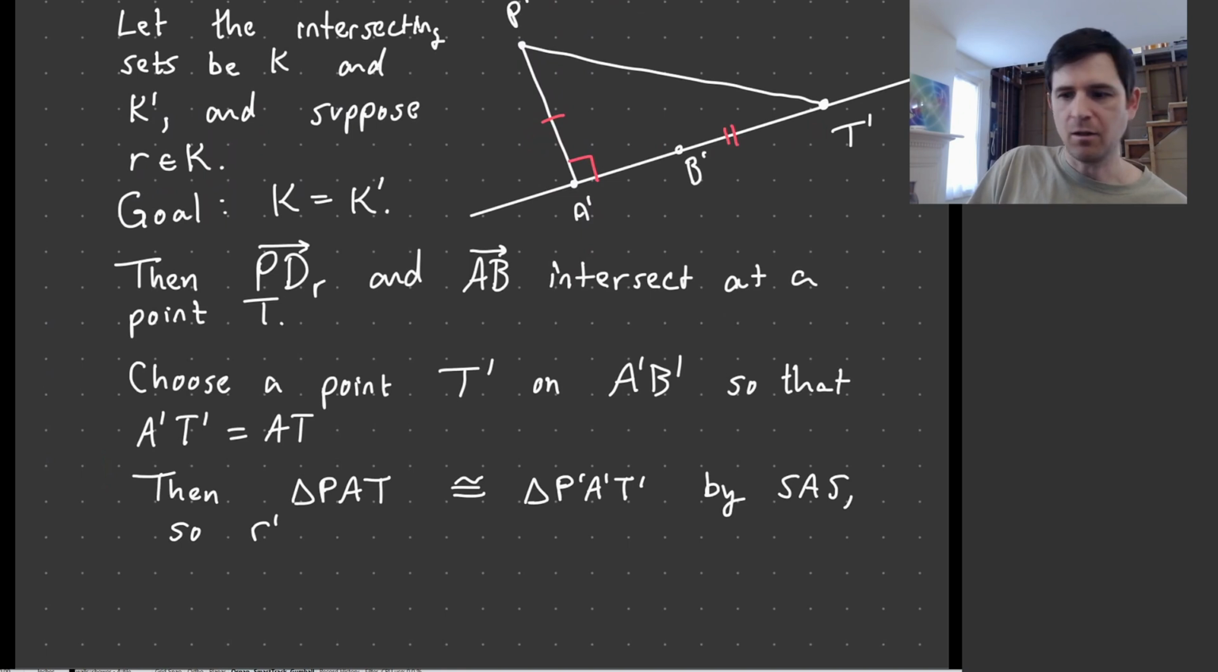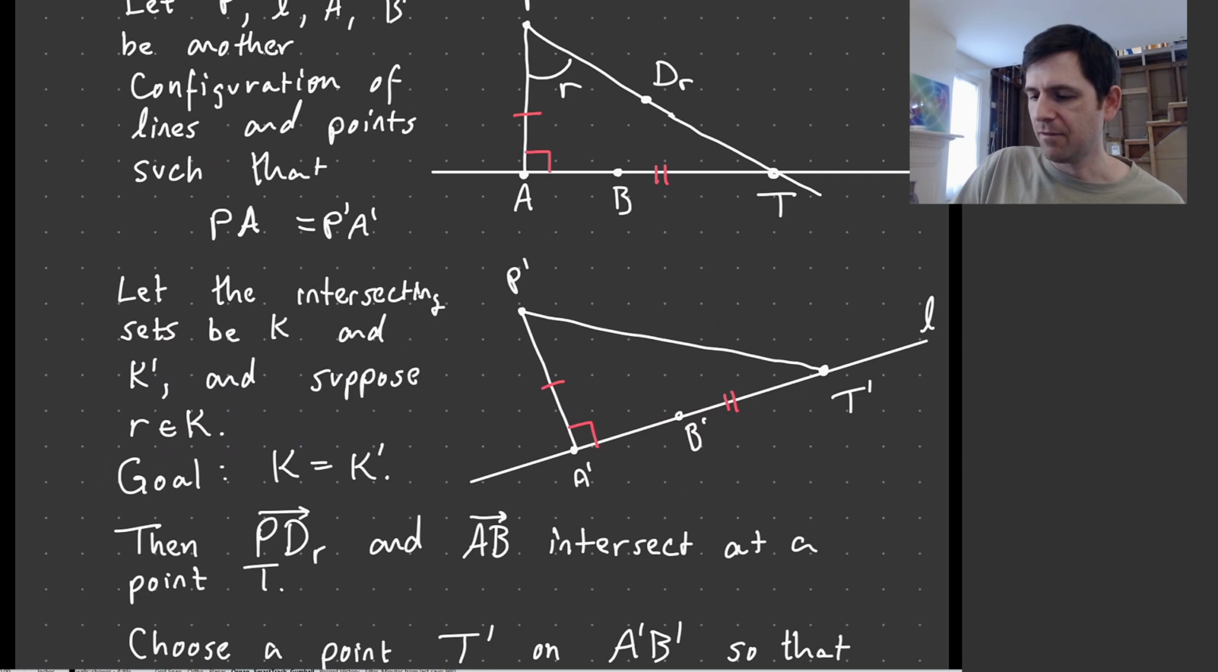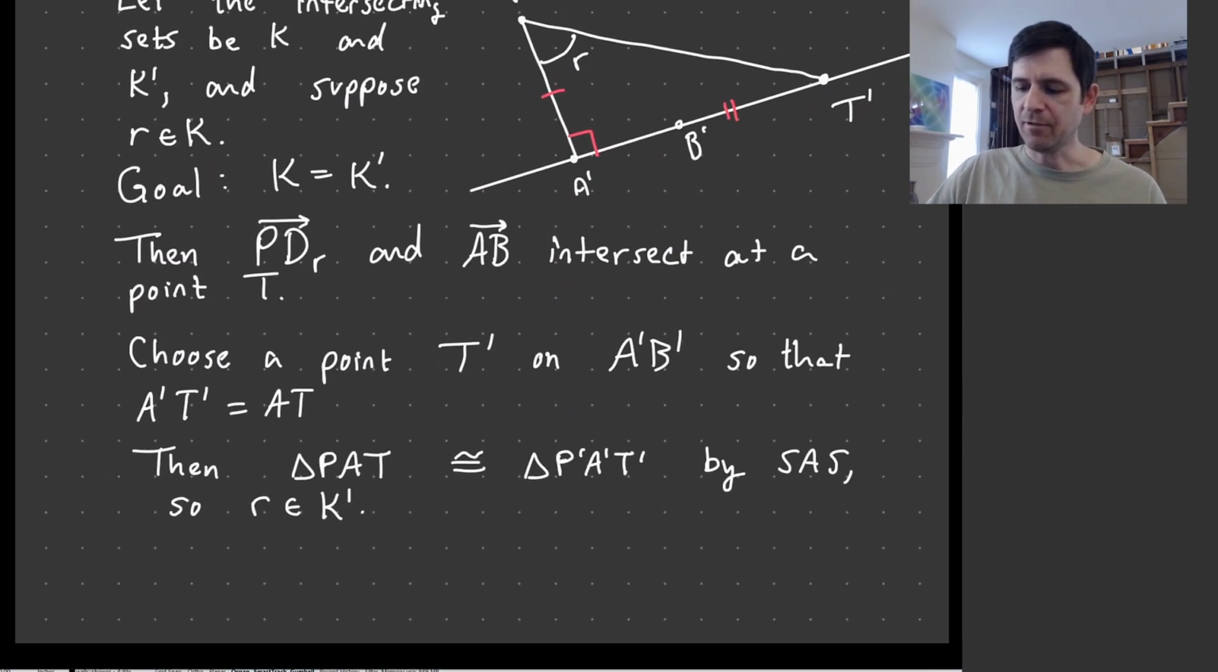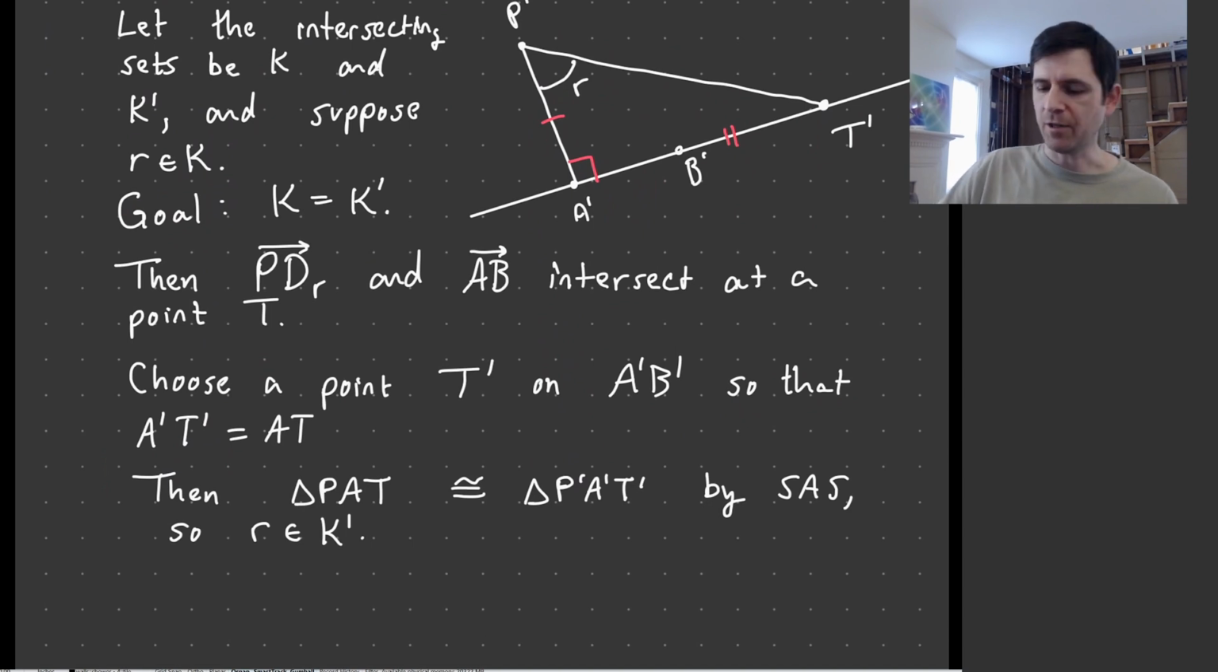So that means that R is in K prime, right? Because that means this angle has to be R because these are congruent triangles. If this angle is R, then, well, the ray with angle R intersects L, so that means R is in the intersecting set K prime. Okay, so I have R in K prime, and so now I know that K is contained in K prime.